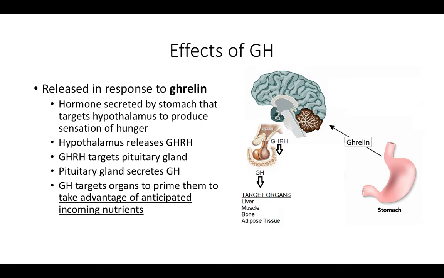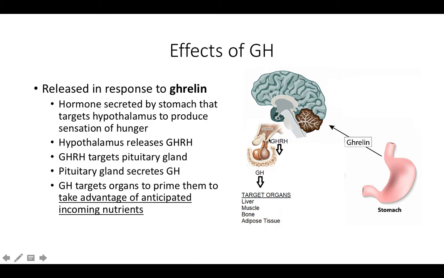Okay, and then the last thing we're going to talk about for the effects of growth hormone is their response to ghrelin. So ghrelin is a hormone that's secreted by the stomach when you are hungry, and it targets your hypothalamus. So here we have ghrelin produced by the stomach. It's going to target the hypothalamus up here. As a result, the hypothalamus will release growth hormone releasing hormone.